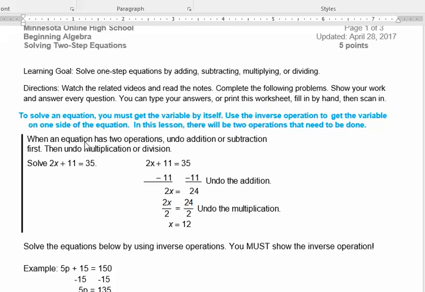So remember from solving one-step equations that our goal to solve an equation, you must get the variable by itself. So we're going to use inverse operations to get the variable on one side of the equation. In this lesson, there will be two operations that need to be done. And next week, we'll see that sometimes there's even more than that operations that need to be done.